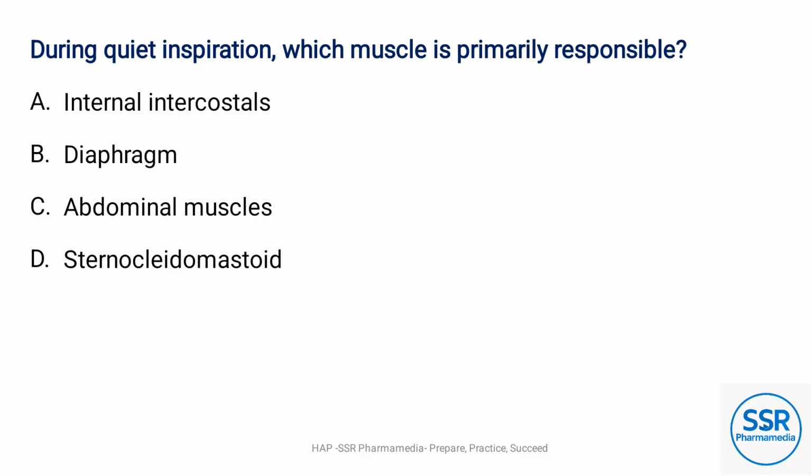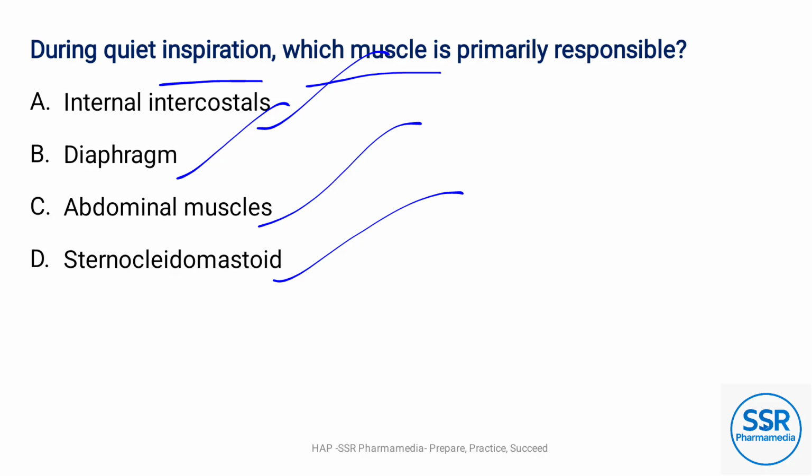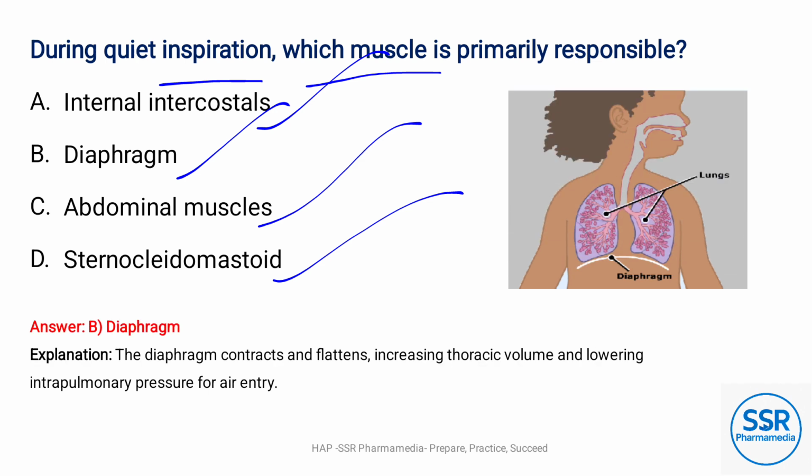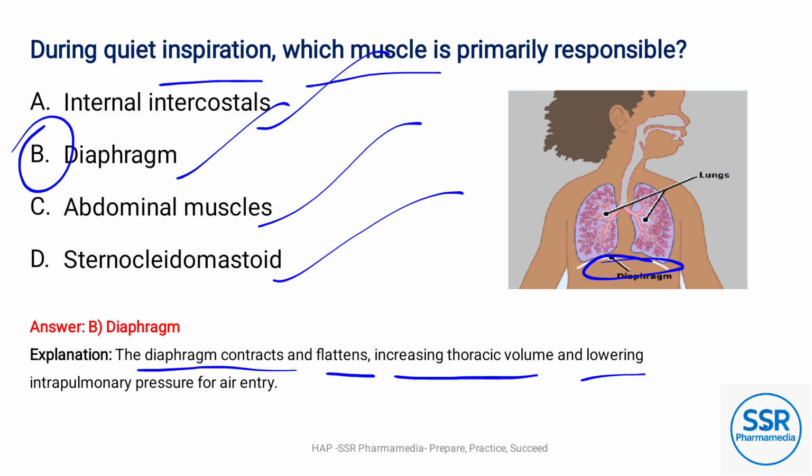During quiet respiration, which muscle is primarily responsible? Option A, internal intercostal muscle. Option B, diaphragm. Option C, abdominal muscles. Option D, sternocleidomastoid muscles. So the answer is option B, diaphragm. The diaphragm contracts and flattens, increases thoracic volume and lowers intrapulmonary pressure for air entry.